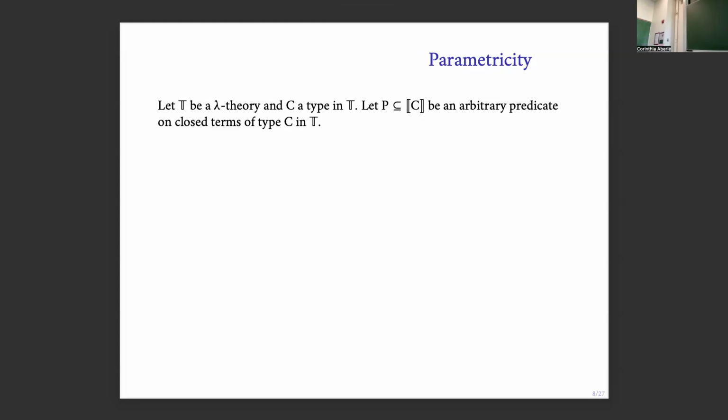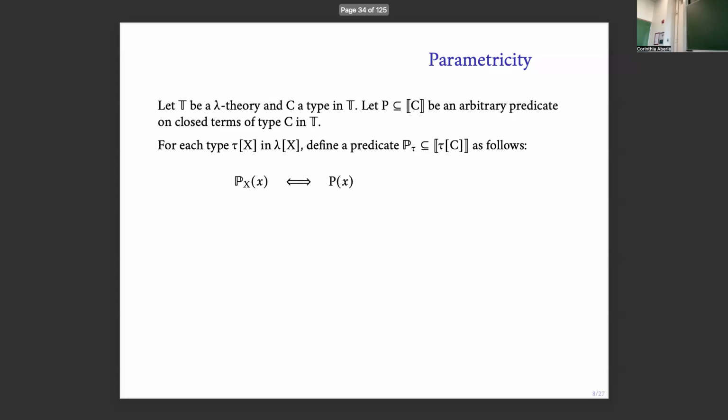Let T be a lambda theory and C a type in T, and let P be any subset of the closed terms of type C. Then for each type τ of X in λX, we define a new predicate, blackboard bold P of τ, which is a subset of the closed terms of type τ of C, as follows. At X, it's just this predicate P that we started out with.